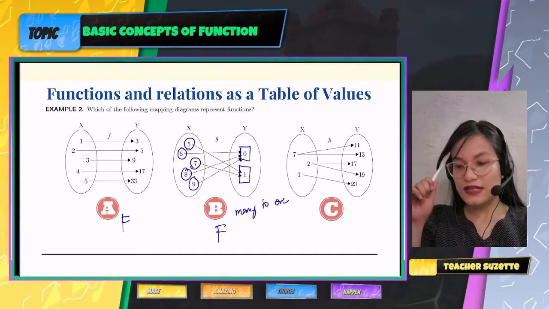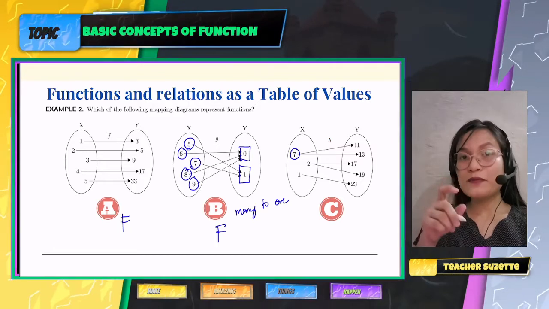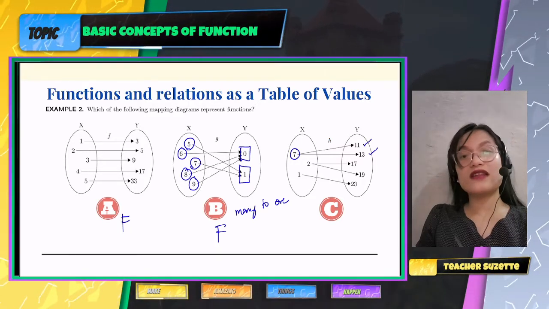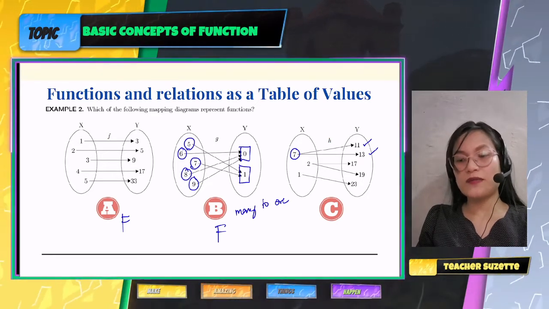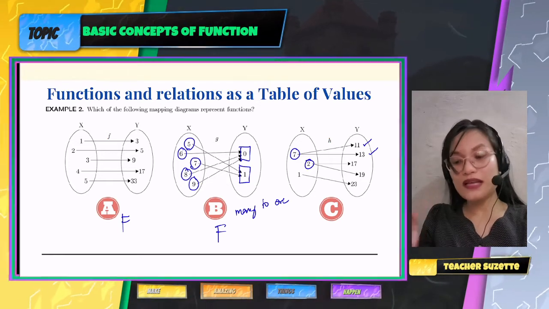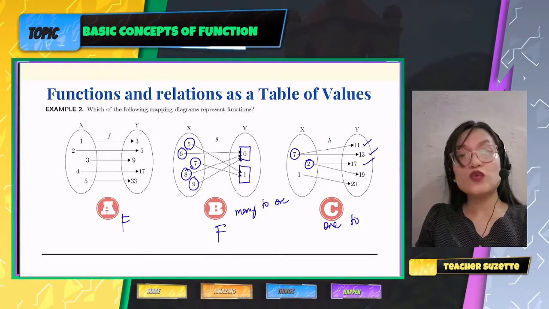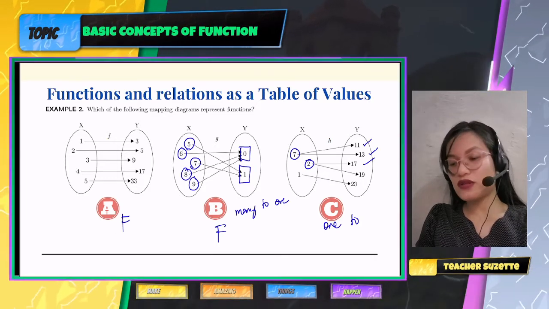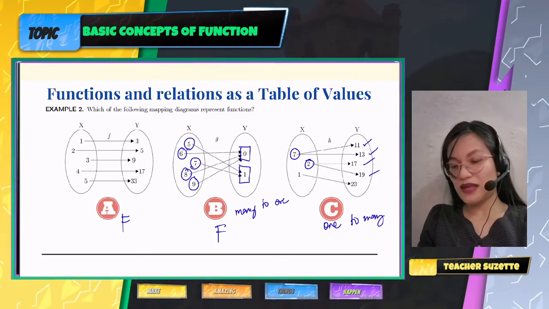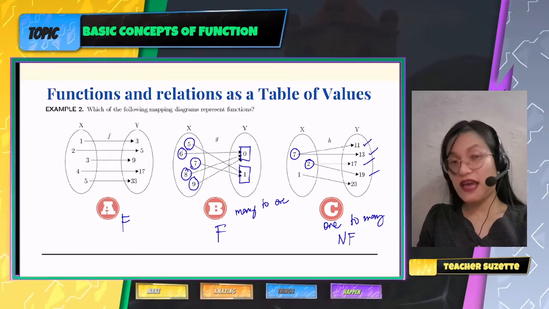And last, letter C, you have 7. One input, 7, nagkaroon ng sagot na 11 and 13. Or meron siyang output na 11 and 13. Ganun din sa isa. You have one input of 2. Then you will have two answers, which is 17 and 19. So this is an example of one-to-many relation. So this is not a function, just a relation.